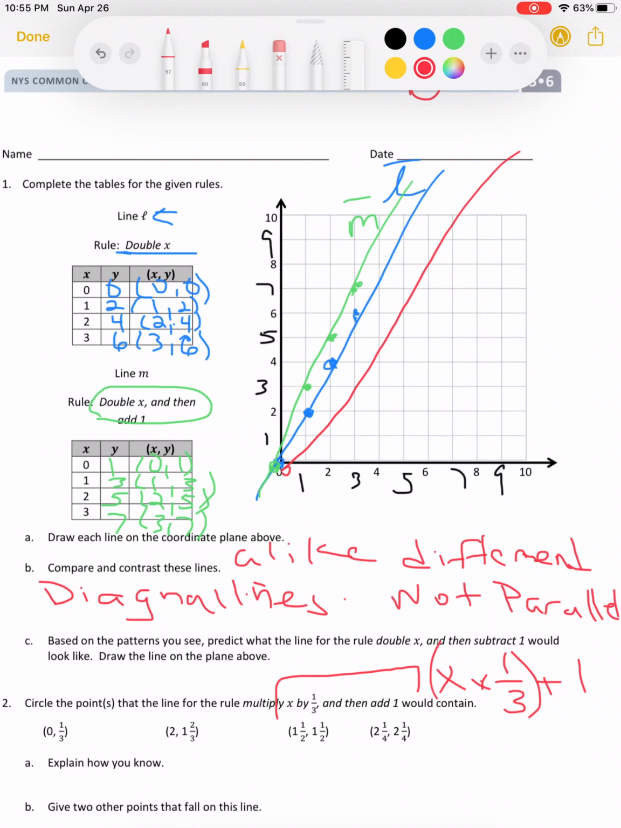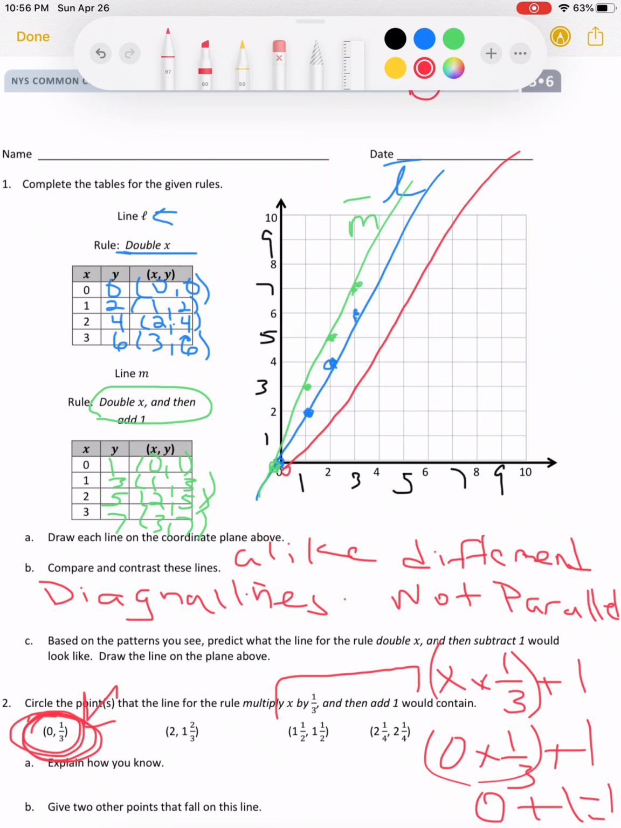All right, let's see if we can think it out first. This means x times 1/3 plus 1. Let's see if we would get these coordinates. So let's look at the first one. When x is 0, that means 0 times 1/3 plus 1. They're saying it should equal 1/3, because here, when x is 0, y is 1/3. So let's work it out. 0 times 1/3 equals 0. 0 plus 1 equals 1. That is not the same as y being 1/3. Y is 1 in this scenario, so this one is not one of our choices.